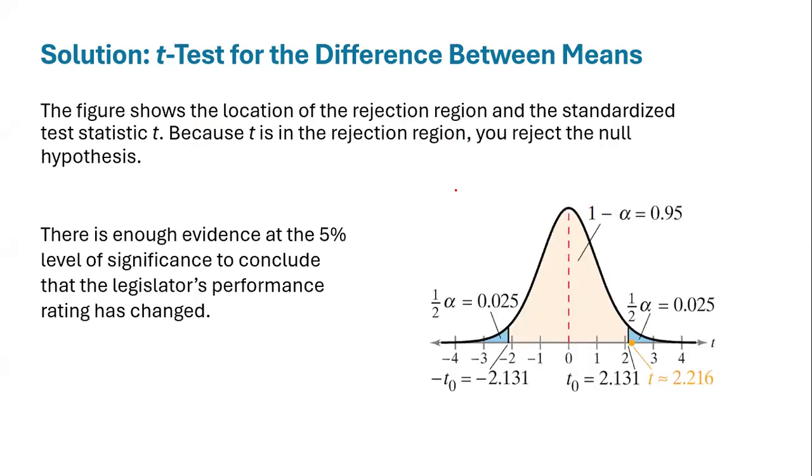So the rejection region says any number that's more than 2.131 must be rejected. And this number, the test statistic, is more. It means that it's in the rejection region. If it's in the rejection region, you need to reject the null. And if you reject the null, since the claim is on the alternative, you can support the claim. So you say that there is enough evidence at the 5% level of significance to support the claim that the legislator's performance rating has changed.